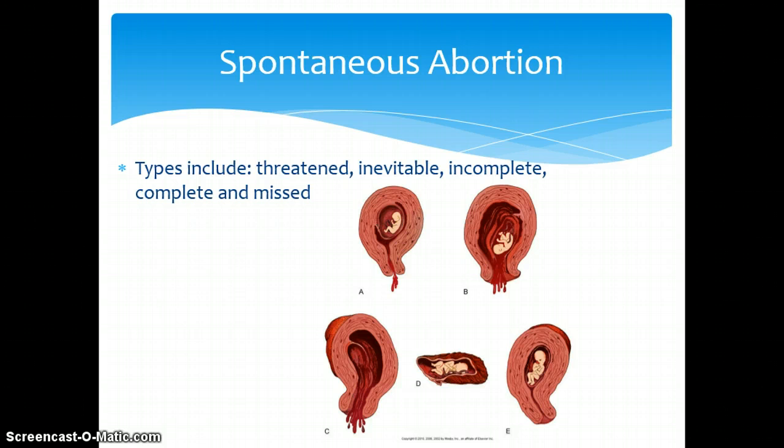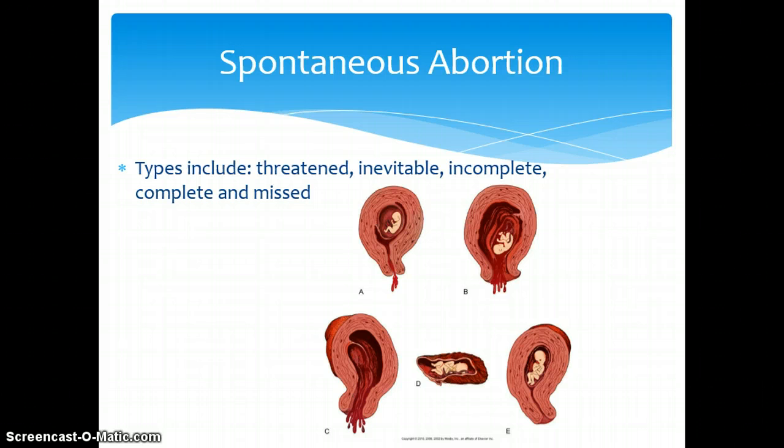A missed miscarriage is where there's no passage of tissue, there's no cervical dilation. Typically, the physicians will monitor to see if the miscarriage will happen on its own. If not, they will go in and terminate the pregnancy because the baby is no longer alive, and there is a risk of possible DIC and coagulation disorder development if the pregnancy is allowed to stay in there.